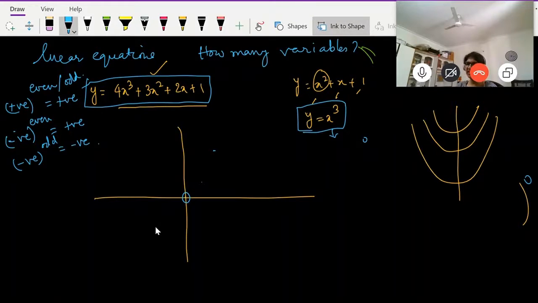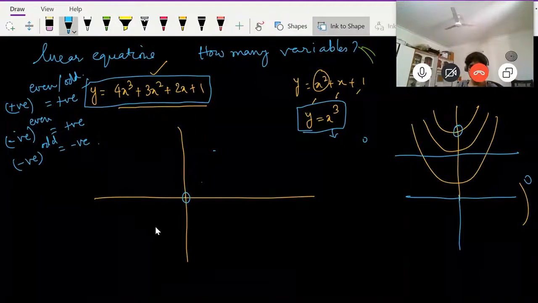In the quadratic function, we saw three cases, right? One was above the x-axis, one was touching the x-axis, one was intersecting the x-axis. So there were three cases. Here also there would be different cases.